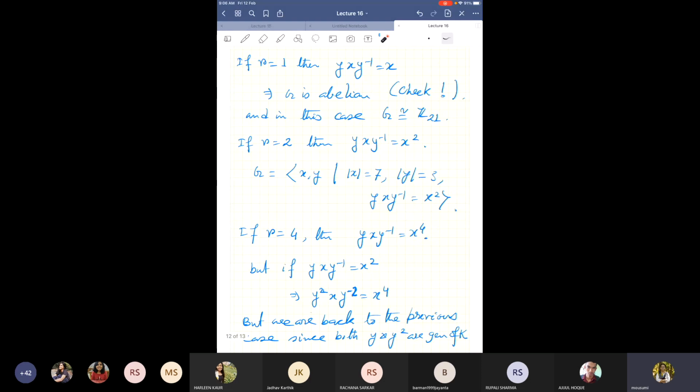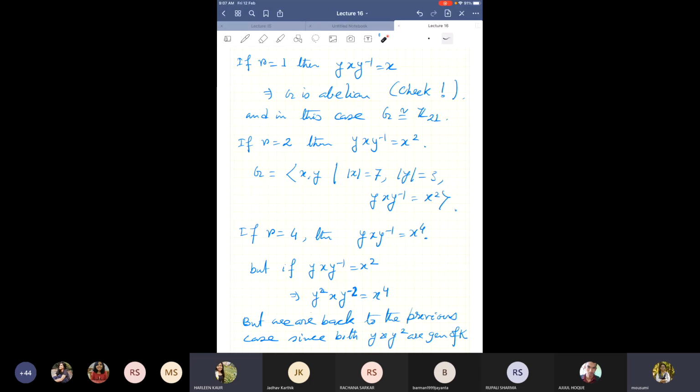So in the first case I have assumed r equal to 1. That means Y x Y inverse equals x. In this case, Y and X are commuting with each other. And you can check that it is enough that if x and y commute with each other, then all the elements of the group will commute with each other, which will imply that G is an abelian group.